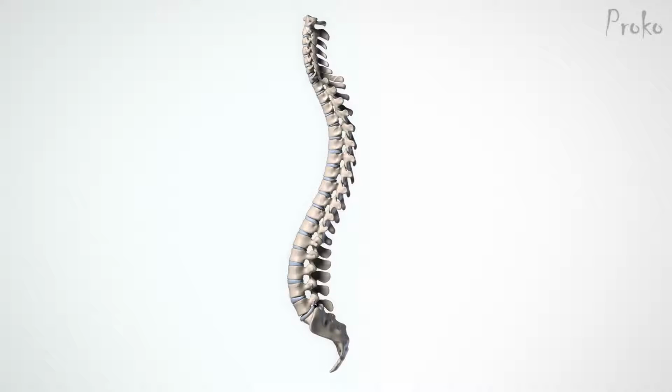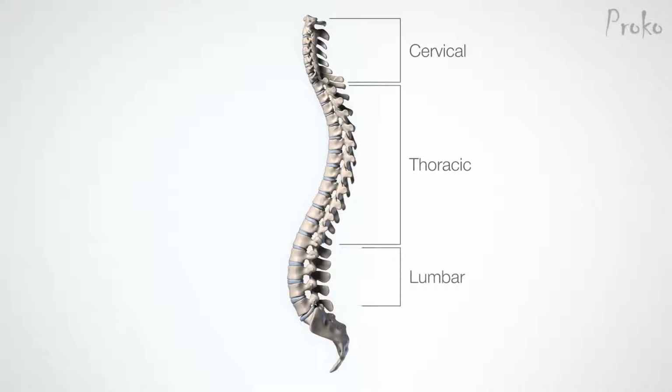There are 4 sections to the spine. The cervical section of the neck consists of 7 vertebrae. The thoracic section of the rib cage has 12 vertebrae, 1 for each rib. The lumbar section of the lower back has 5 vertebrae. The 4th section is technically considered as 2 separate sections, but I'm going to combine them: the sacrum and coccyx, which is the tailbone.